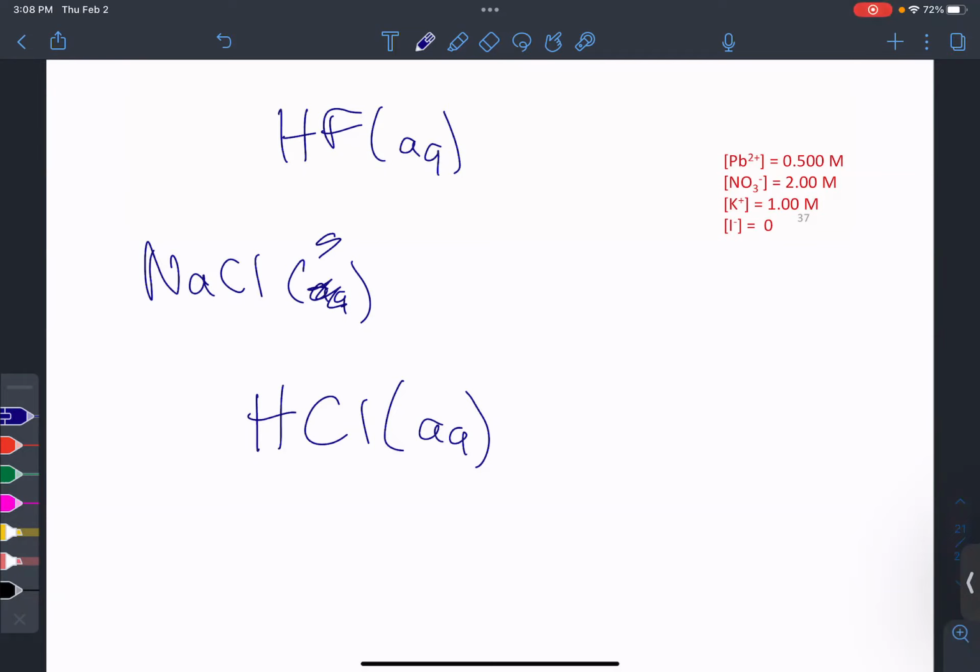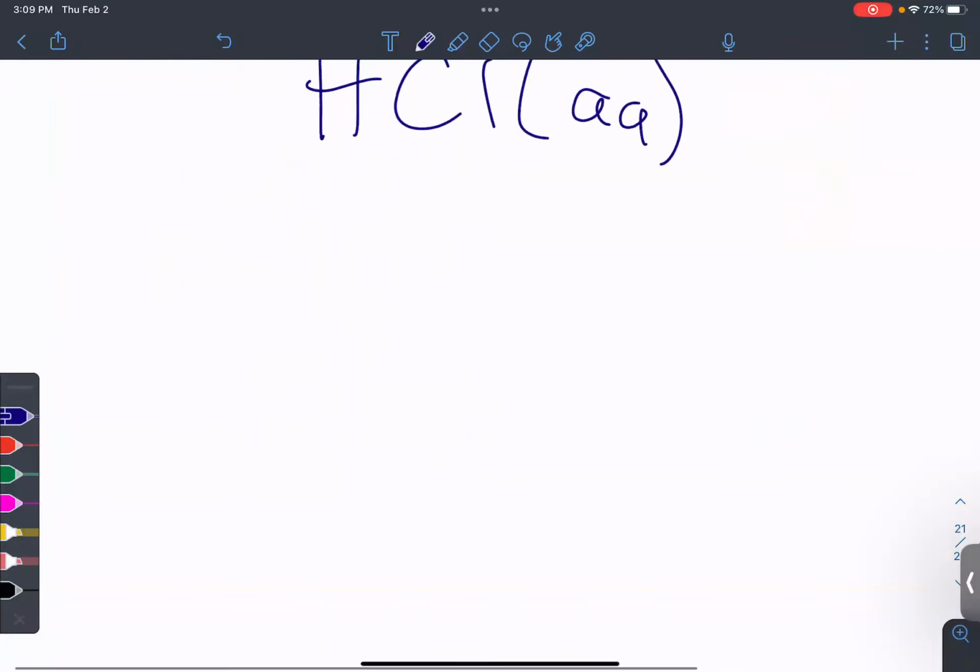There are 6 strong or 7. Let's just say 7. There's 7 strong acids. Everything else is weak. What are those 7 strong acids? HCl, HBr, HI. Look at the periodic table and think about how you can memorize that. It's all the halogens except fluorine, all the way down to iodine. So those are 3 of them.